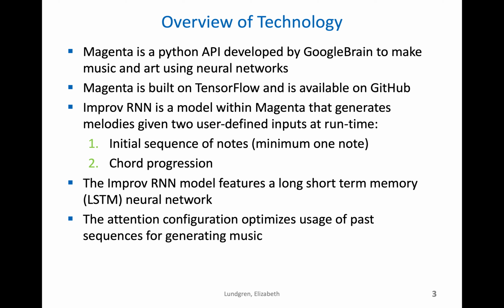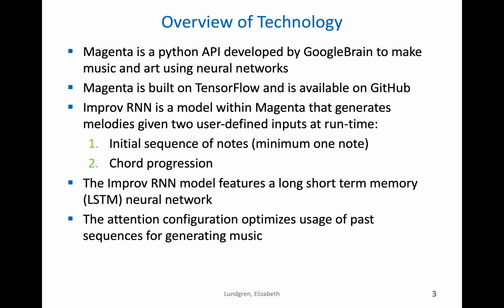So a little bit of background. Magenta is a Python API that came out of Google Brain. Its intention is to make music and art using neural networks. It's built on TensorFlow, and it's freely available on GitHub at the TensorFlow site.